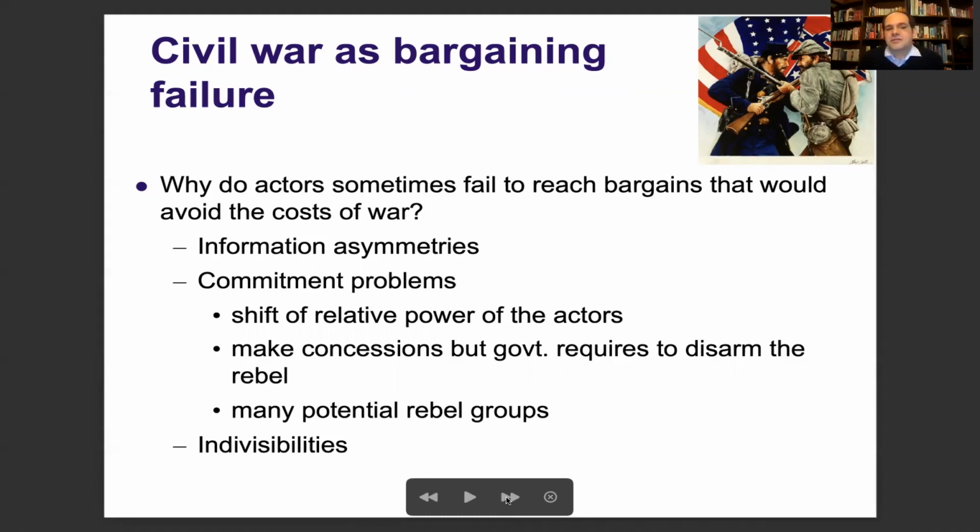So issues like asymmetric information, commitment problems, like shift of relative power from one actor to another, making concessions by the government might require disarmament of the rebels, etc. All of these kind of power struggles can also be captured in a bargaining environment, and so we do find that lots of these conflicts are very difficult to resolve because of asymmetric information and the role of commitment problems. Sometimes we also do see that indivisible goods are at stake and therefore make it more difficult. But I would feel this is rarer than the other factors I just discussed above.